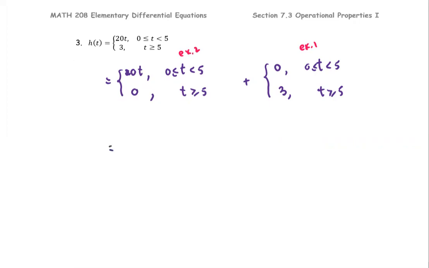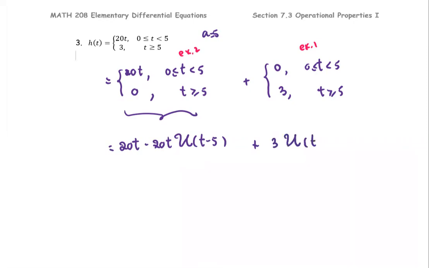In this way, we can write the first piecewise defined function as 20t minus 20t multiplied by the unit step function u(t minus 5), where 5 is the point of translation, and then added by the second piecewise defined function written as 3 multiplied by the unit step function u(t minus 5).